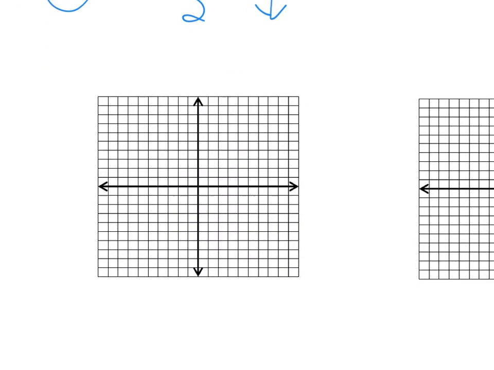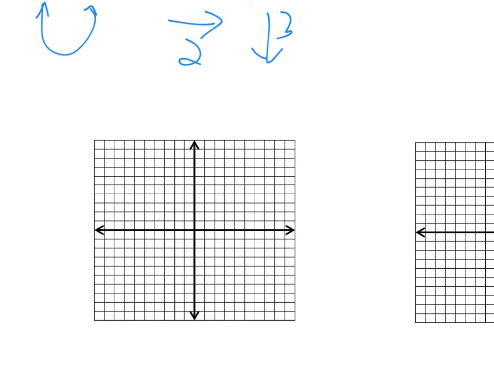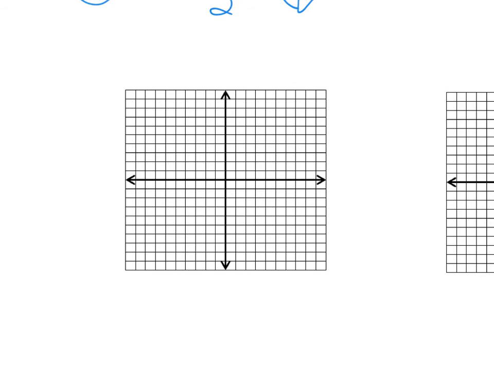Okay. So I have a parabola that went to the right 2, and it went down 3. So it normally started off here. It's going to go right 1, 2, down 1, 2, 3. There's going to be my vertex.